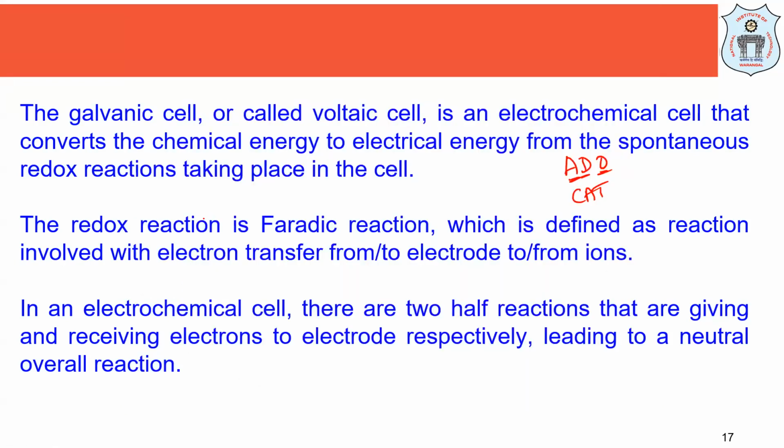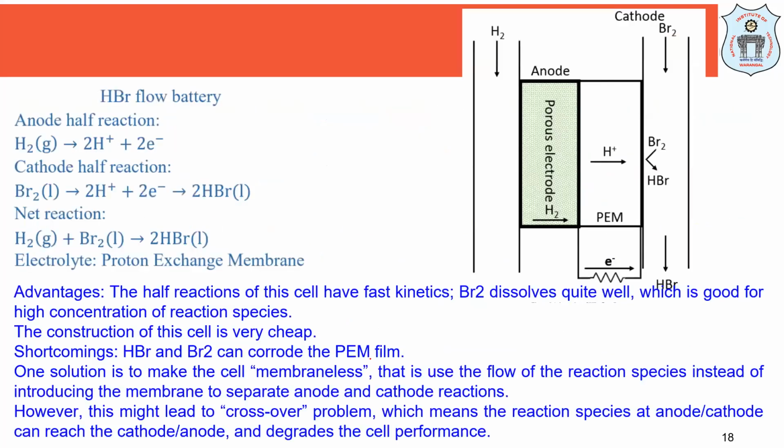Okay, so the reaction is a Faradaic reaction, which is defined as a reaction involving electron transfer from or to the electrode, to or from ions. In an electrochemical cell, there are two half-cells which are giving or receiving electrons to the electrode respectively, leading to a neutral overall reaction.